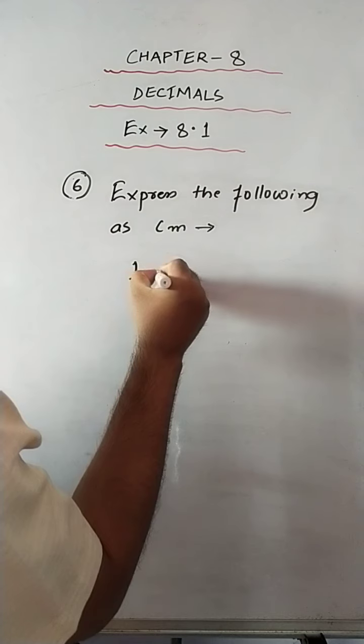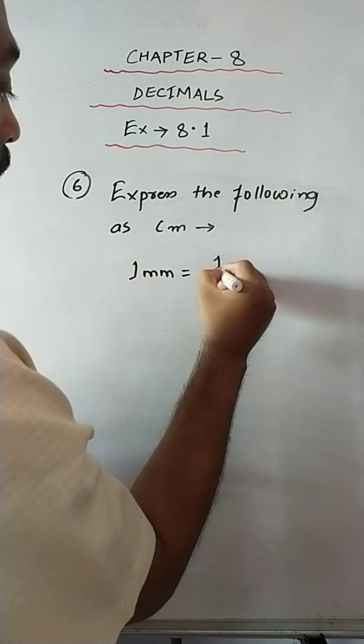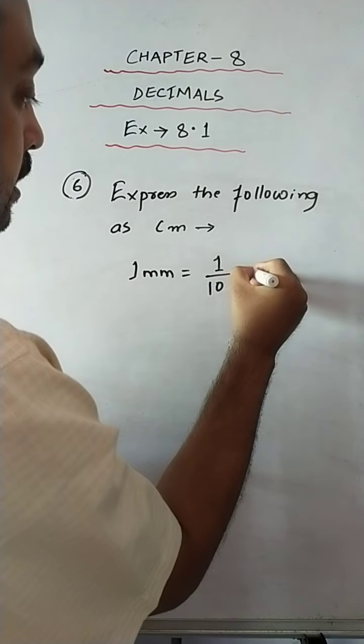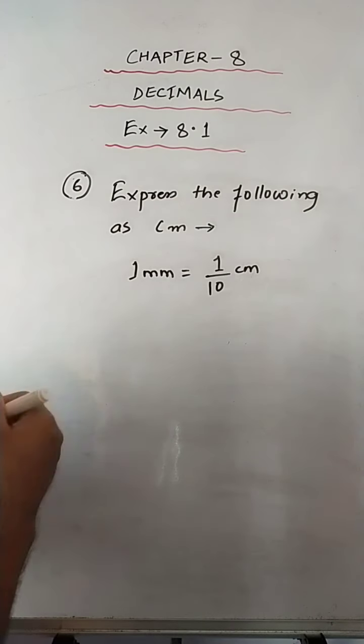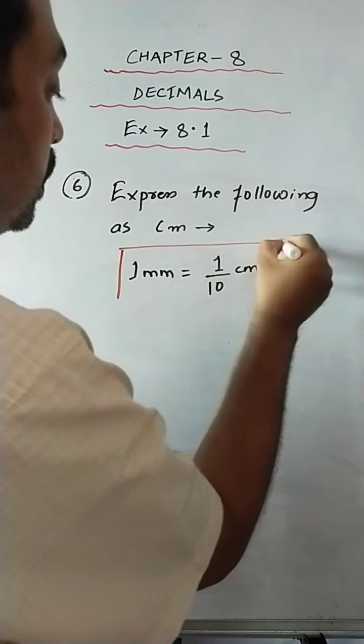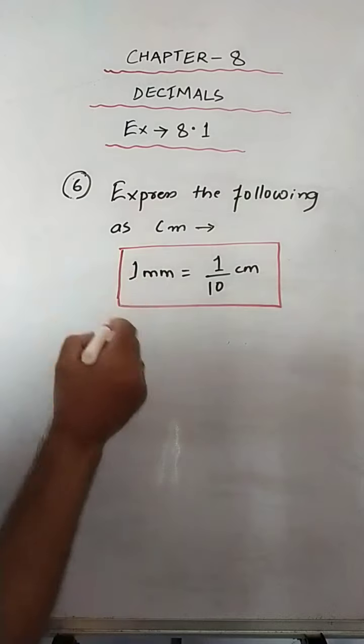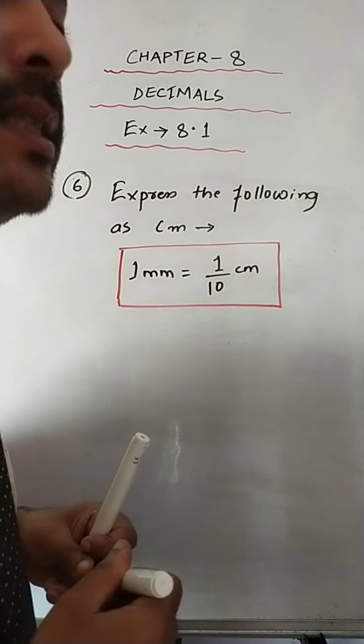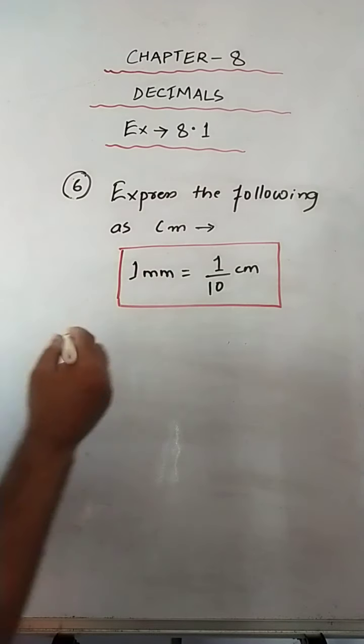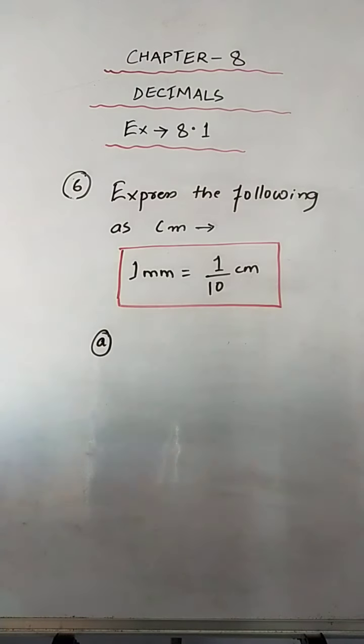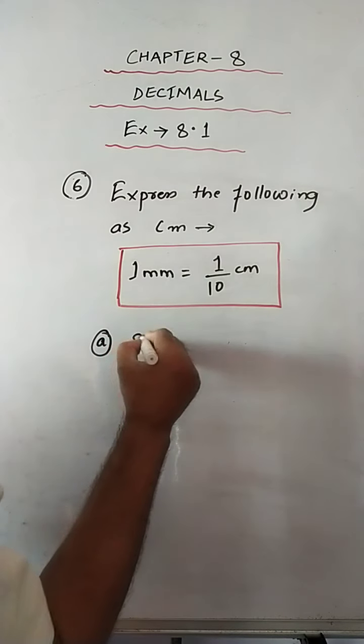So 1 millimeter is equal to 1 by 10 centimeter. Okay, that means if you have to convert any millimeter form to a centimeter form, then you have to divide that number by 10. Okay, so now let's see the first question. What is the first question? It is 2 millimeter, students.